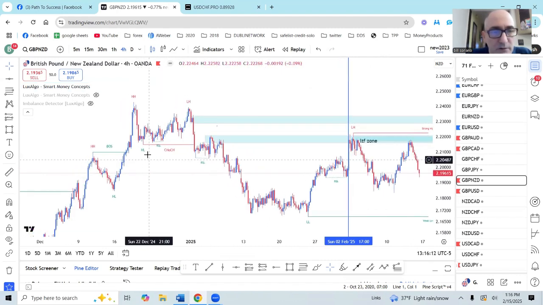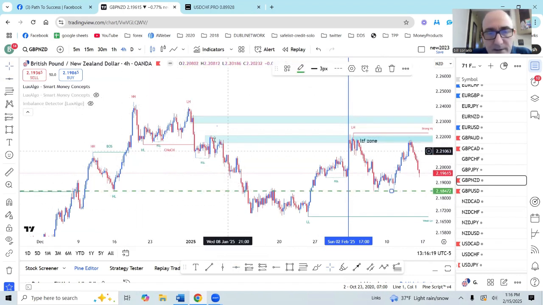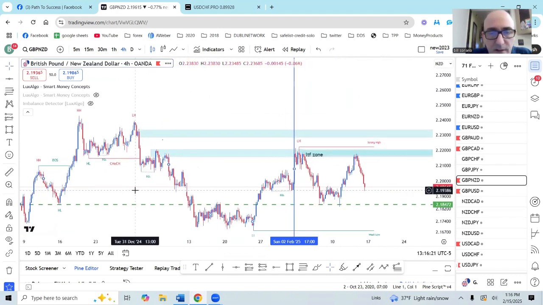But really, since this doesn't make a new high, your change of character is all the way down here. But in either case, you get a change of character. Now, you have to look for your supply and demand zone.